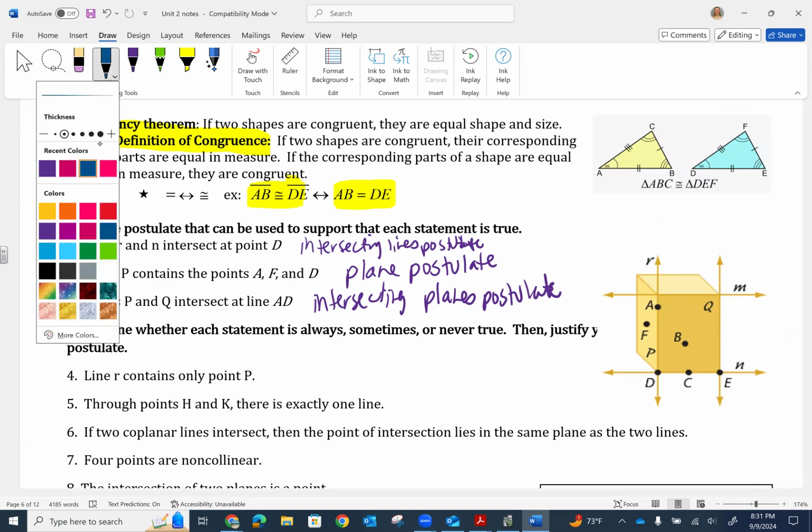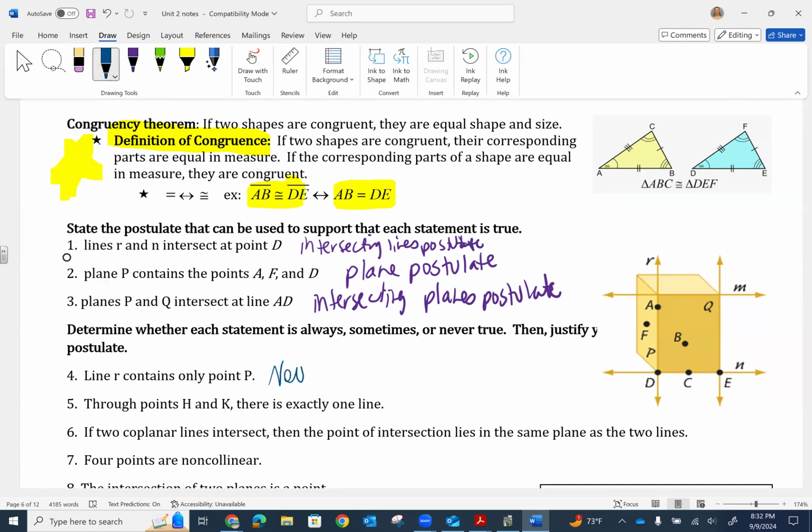We've got, is this always, sometimes, or never true? And then show me why. Line R contains only point P. Well, that might be the only one that's labeled. And that is never true. Why? Infinitely many points are on every line.